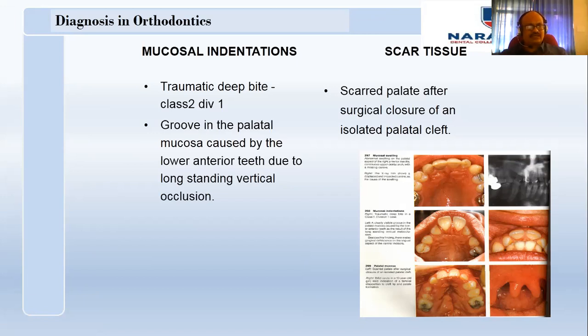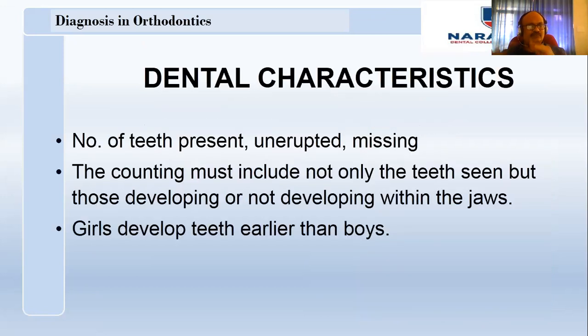Likewise, mucosal indentations, as I told, on the labial aspect of the labial gingiva of the lower or palatal aspect of the upper, indicate a class 2 deep bite, D1 or D2, due to a deep bite. Now we come to the dental characteristics. So for dental characteristics, you have to examine the size, the shape and the number of the teeth.